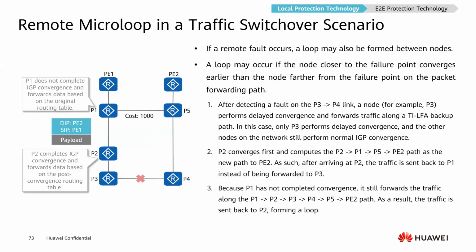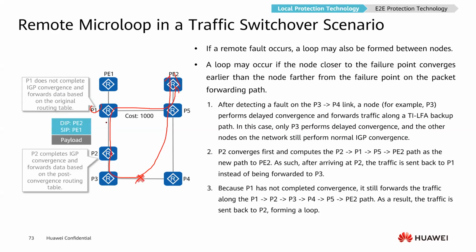Okay, and here is something else called remote macro loop. The remote macro loop works this way. First, P3 and P4 got a problem, and P2 finished the convergence. P2 knows that this path is not okay, it is disconnected. So P2 will send to P1 and send here.